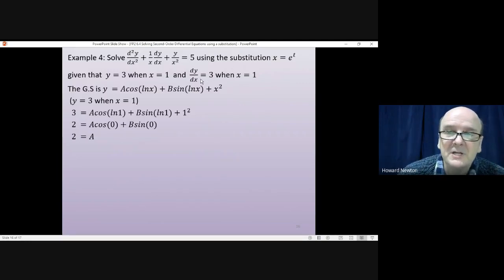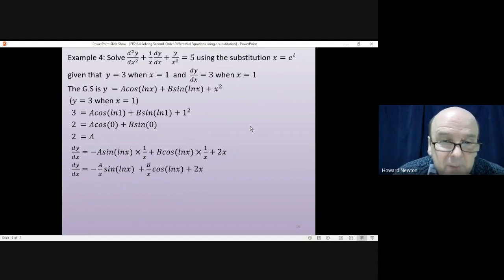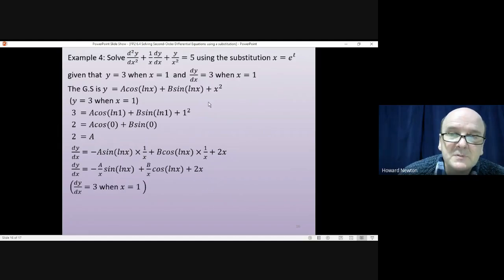Now the other boundary condition tells me what dy by dx is when x equals 1, so I'll need to differentiate the general solution to get dy by dx. And when I differentiate this, I get minus a sine log x times 1 over x using the chain rule, plus b cos log x times 1 over x, also using the chain rule, plus 2x when I differentiate the x squared. That tidies up to give me minus a over x times sine log x plus b over x cos log x plus 2x.